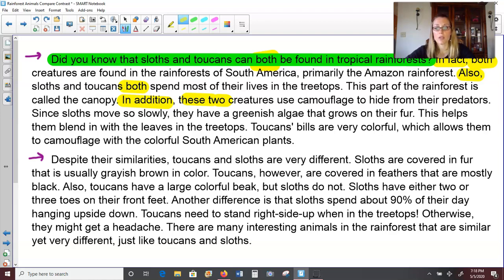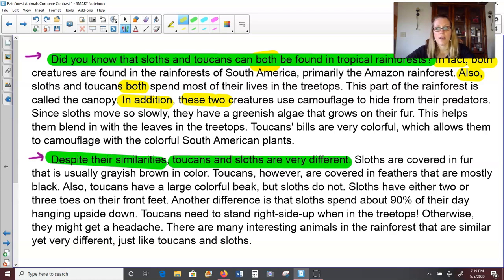And then when you move into your second paragraph, you do need to start with another topic sentence, because the idea of this paragraph is going to be different than the idea of your first. And so I decided to say, despite their similarities, toucans and sloths are very different. So I started by saying, rather than being the same, they are also different. And here are my examples.